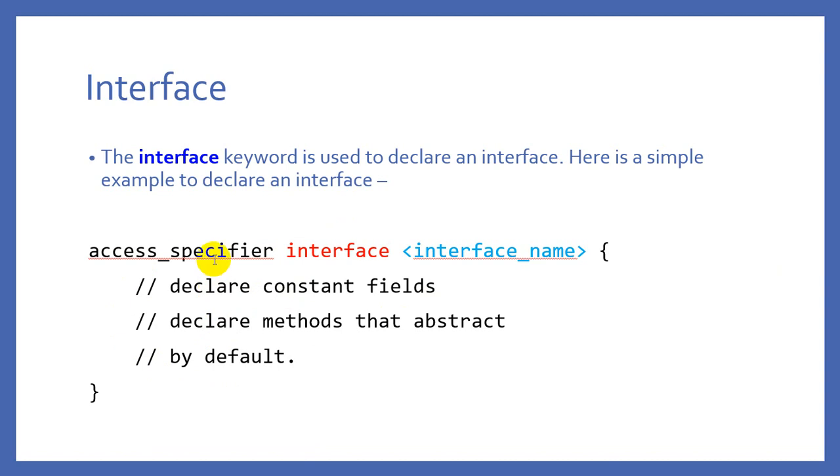If you want to define your own interface, then access modifier public, the interface keyword, and the name, for example, Keyboard. And then you will define the keyPress, keyRelease, and something like this, the functions. And you will only define the prototypes or the abstract methods.